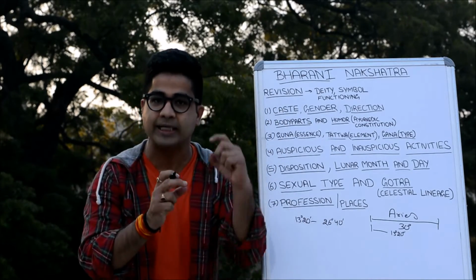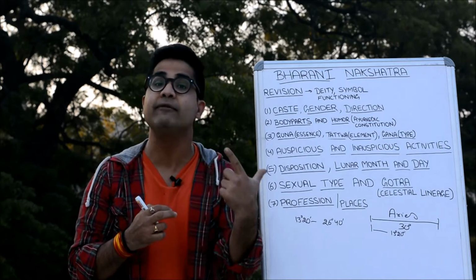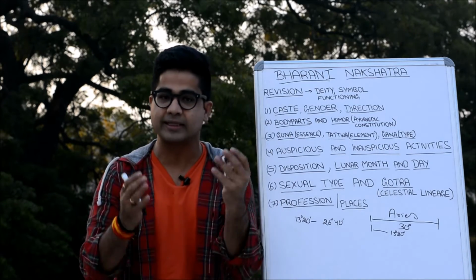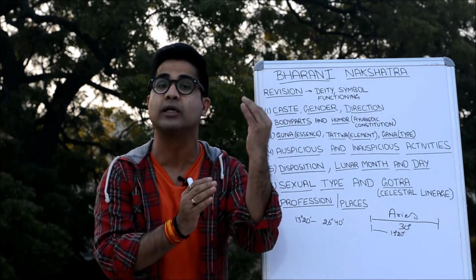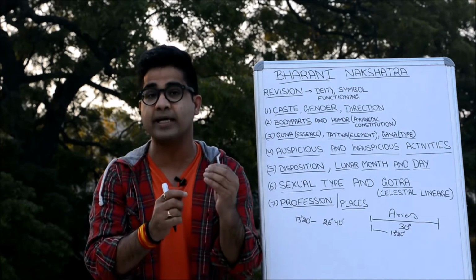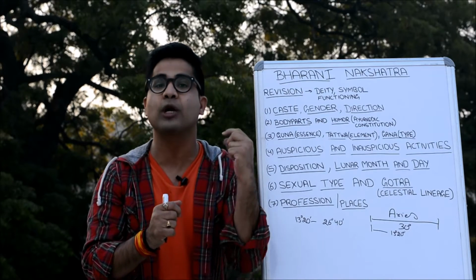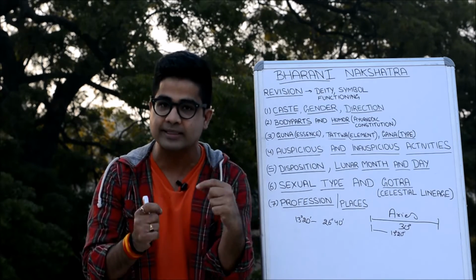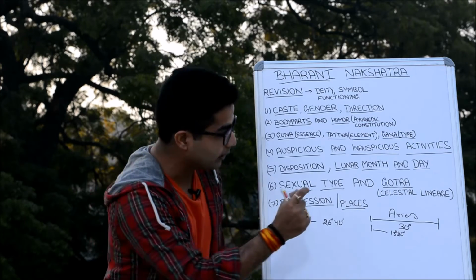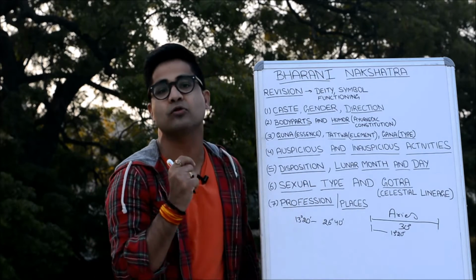If a planet is transiting 5 degrees of the Aries zodiac sign, that means that planet is transiting the Ashwini part of the Aries zodiac sign. The same planet, for example, if transiting 15 degrees of the Aries zodiac sign, then that means that planet is transiting the Bharani part of the Aries zodiac sign.